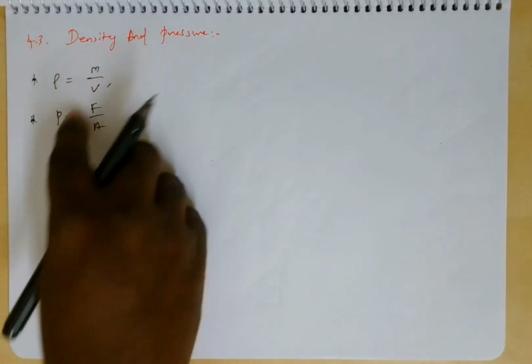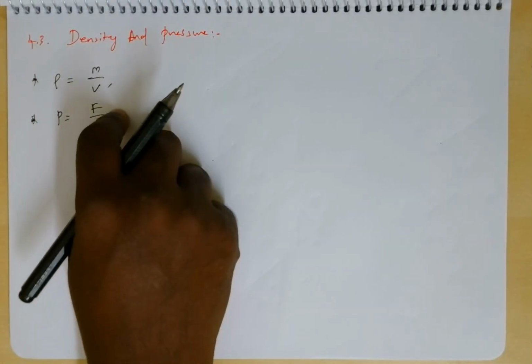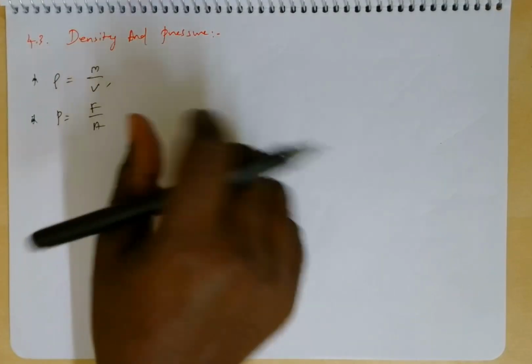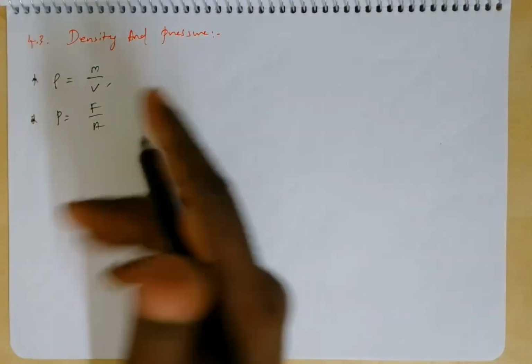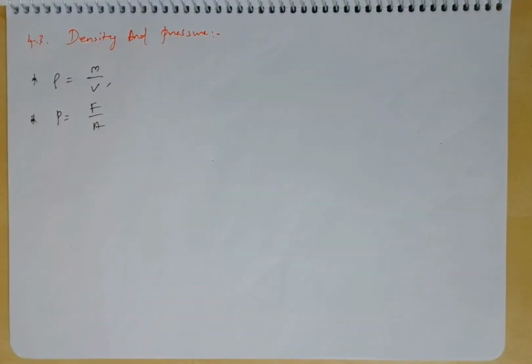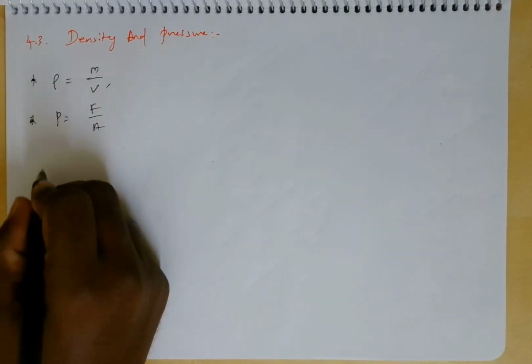So we know that density is mass by volume and pressure is force by area. We want to understand that in order for an object to experience pressure, it should have a force. If there is no force, there is no pressure. Now let's take two cases.